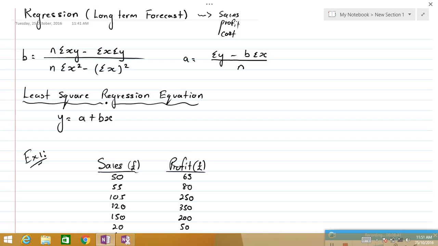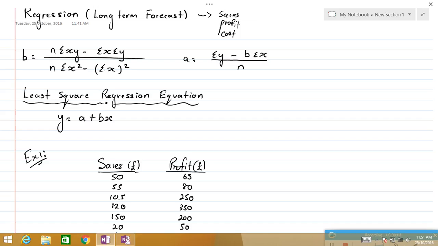Now look at that. Long term. When I say long term, how many years? More than 1 year, definitely. It can be 5 years, it can be 10 years or whatever. 20 years also can. This formula is a very long term formula. You can forecast next 5 years, 20 years, 10 years or whatever.